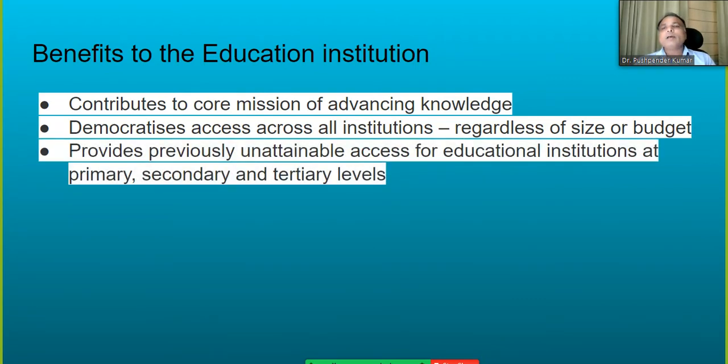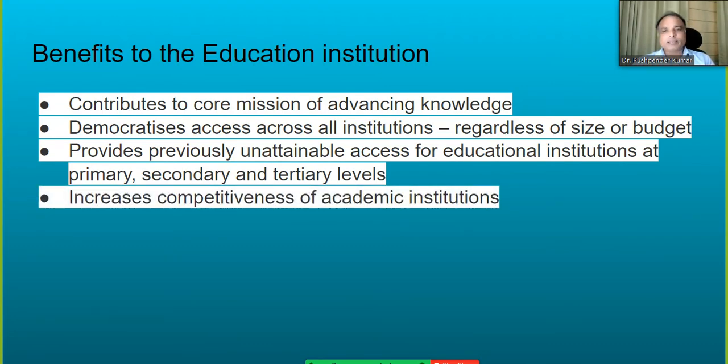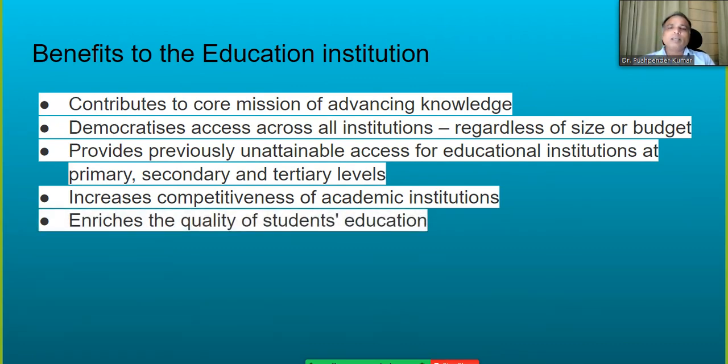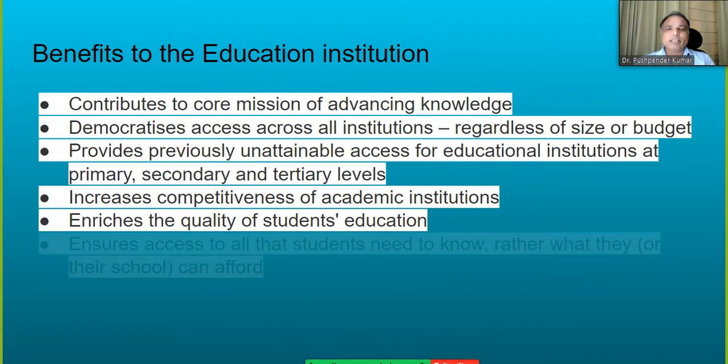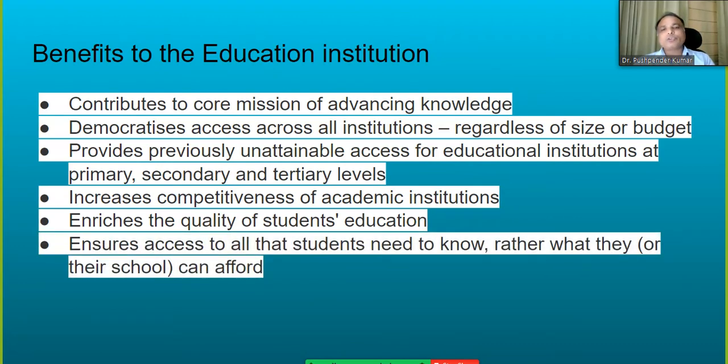And third, it provides previously unattainable access for educational institutes at primary, secondary, and tertiary level. At all levels, right? Whether you are in school, college, or university, all will be able to access the information if you have open access. And it will create an environment where there is competition among teachers, whether from schools, colleges, or universities, and it will help promote quality education among students and ensure students get what they need to know rather than what they can afford.